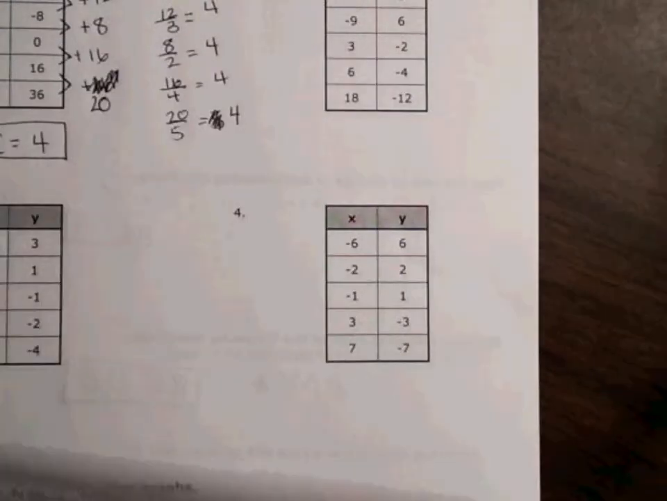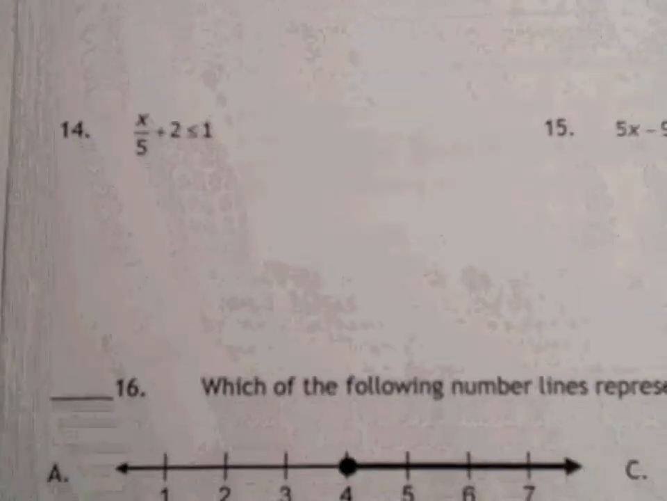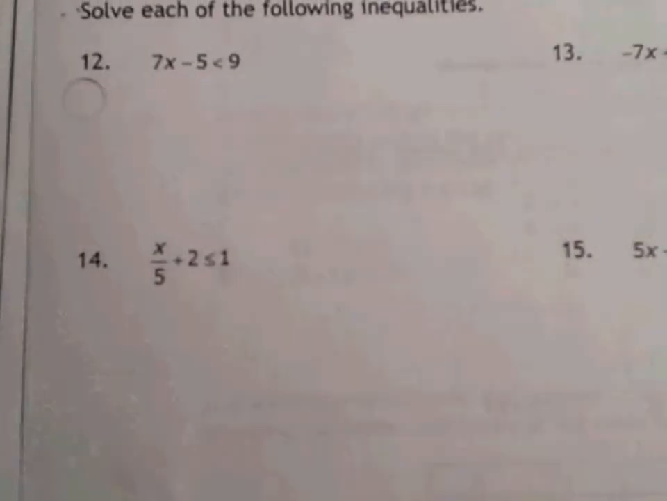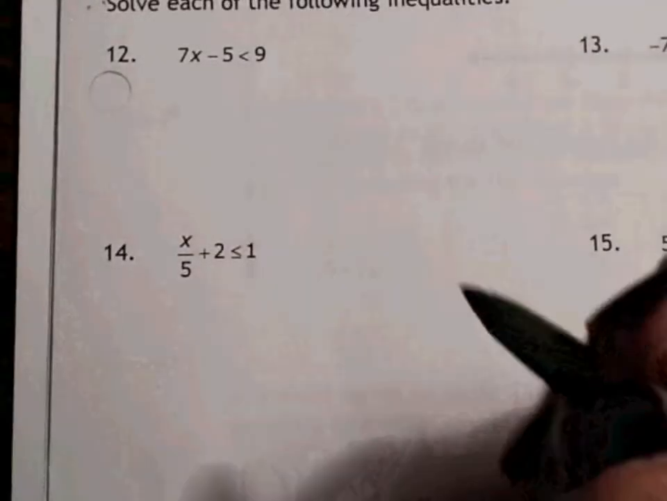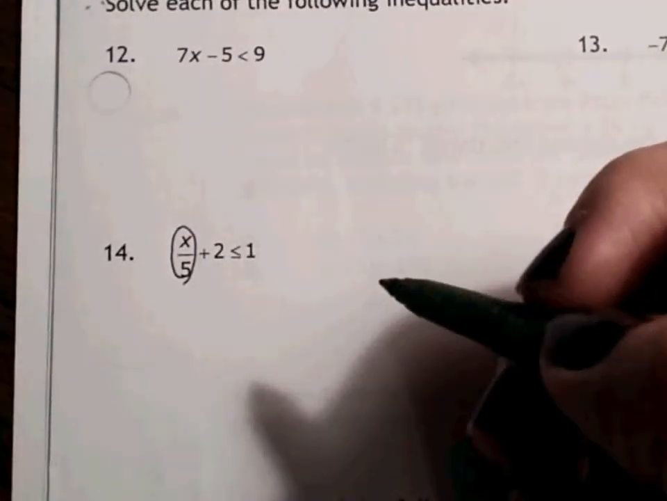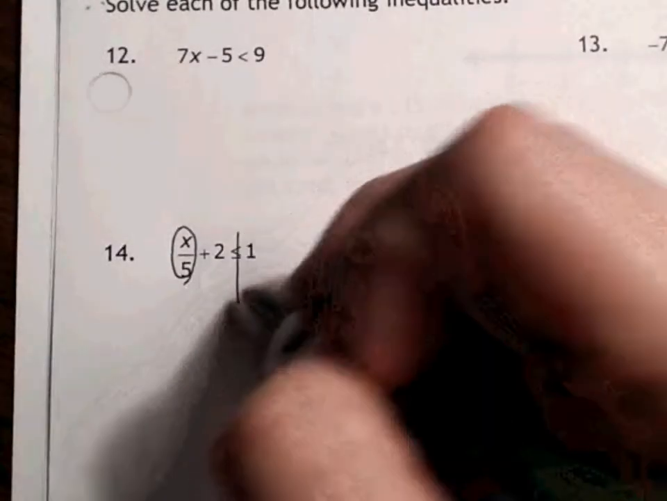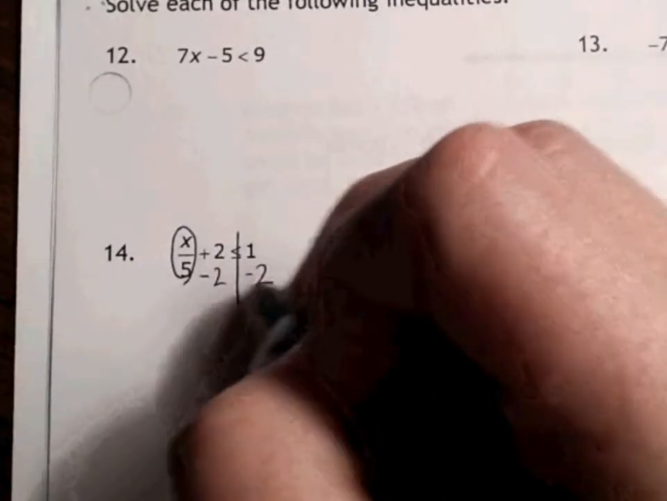We're going to talk about if it is a fraction. So on number 14, we have x divided by 5 plus 2 is less than or equal to 1. What I'm going to do is circle my x along with anything that's involved in it. I'm going to draw a line. I'm going to do the opposite of plus 2, which is minus 2 on both sides.